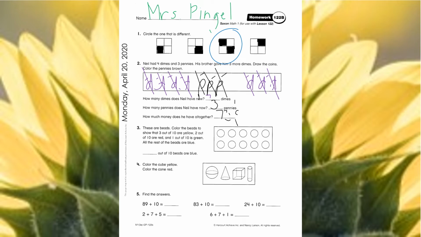Let's continue on to number 3. These are beads. Color the beads to show that 3 of the 10 are yellow, 2 of the 10 are red, and 1 out of 10 is green. All the rest are blue. I really enjoy these because we get to switch colors and we get to label them.